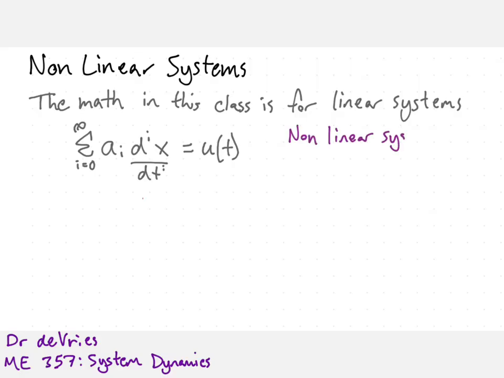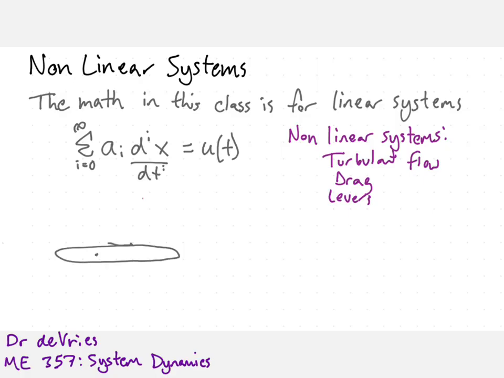And for a nonlinear system, that's not the case. So we could have a turbulent flow, drag, if we have levers where we have sine and cosine. Those are situations in which our system is no longer linear because we're dealing with x squared or different variables such as that.